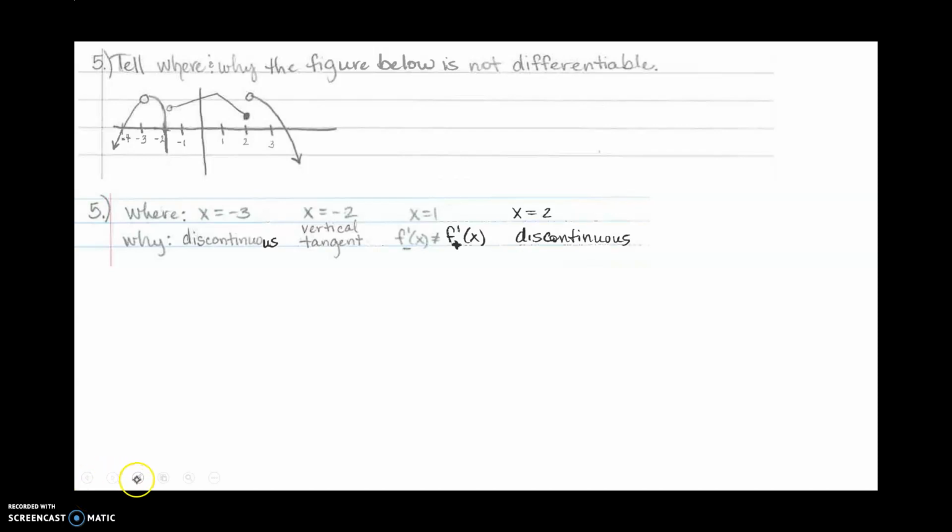Alright, so in our last video we were finishing up with number 5 and we were talking about positive 2 right here, that the limit from the left doesn't equal the limit from the right, so there's a discontinuity right here at 2, and so at 2 we're going to say that it's discontinuous.